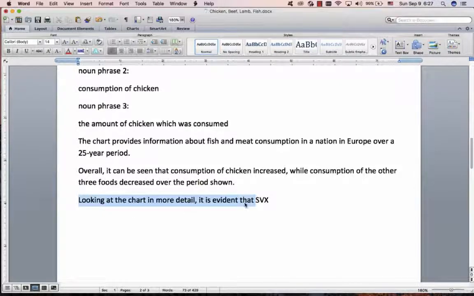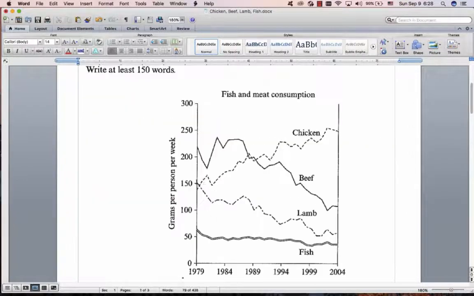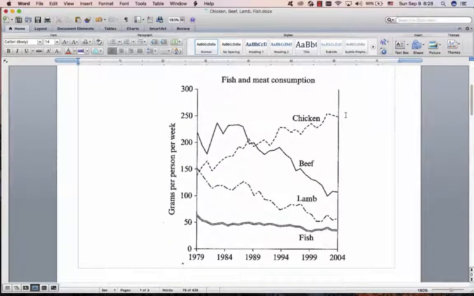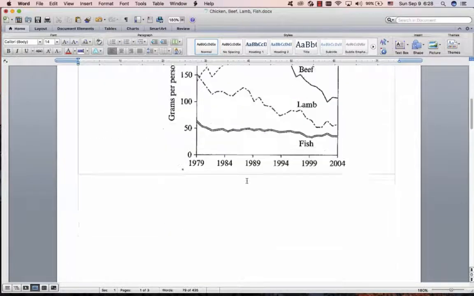You've memorized this. This is just straight out of your head. And now we start with SVX. We want to put the subject over there. So let's choose a subject. We've used 2, we've used 1. Let's choose 3 to really impress the examiner with the first sentence. The amount of chicken which was consumed. Subject. Then I'm going to say, it increased from that to that. That's all you need to do.